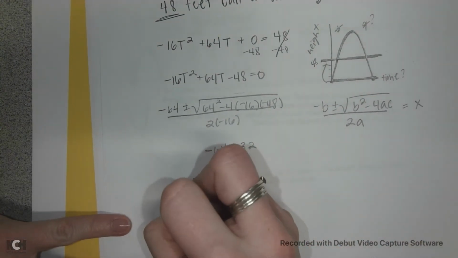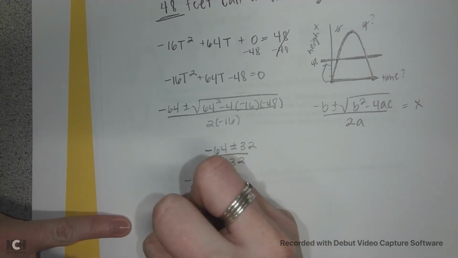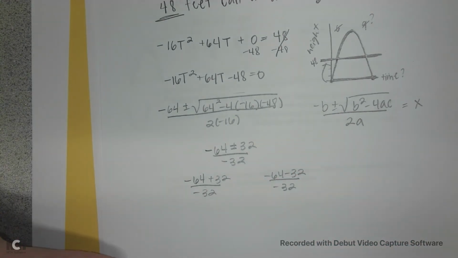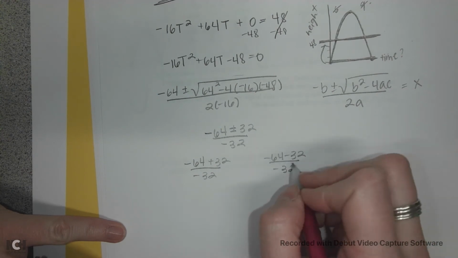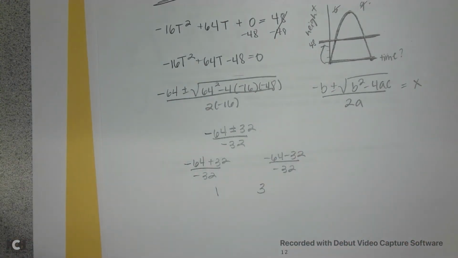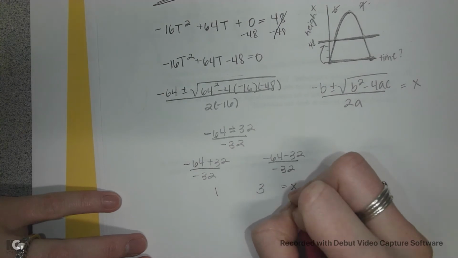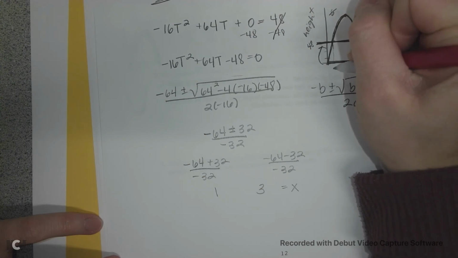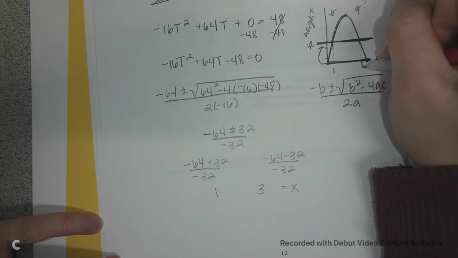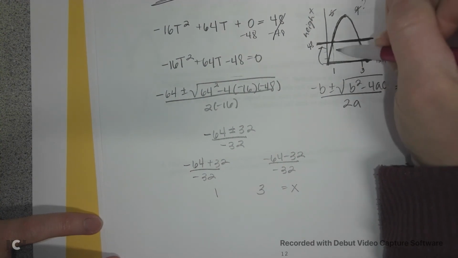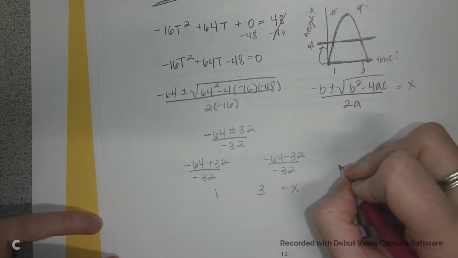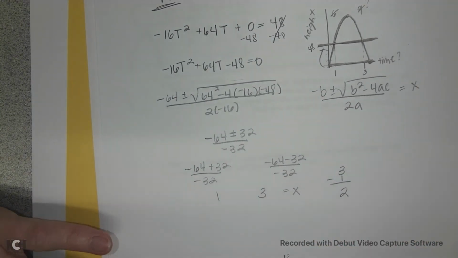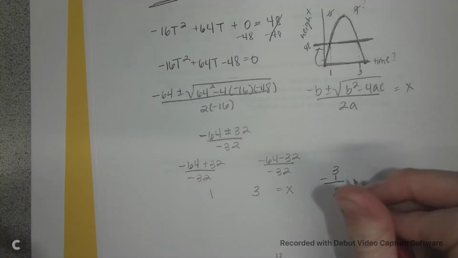So we have two answers: negative 64 plus 32 divided by negative 32, and negative 64 minus 32 over negative 32. When I simplify and divide, I get 1 and 3. So my x values are 1 and 3. Here is 1 and here is 3. My ball is in the air from second 1 to second 3, so my total time is 3 minus 1, which is 2. My ball was in the air above 48 feet for 2 seconds.